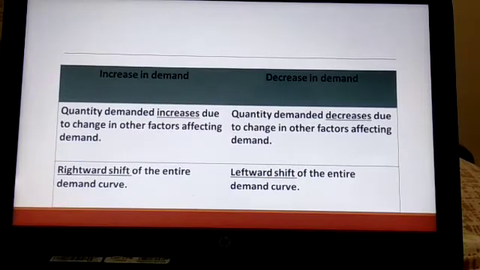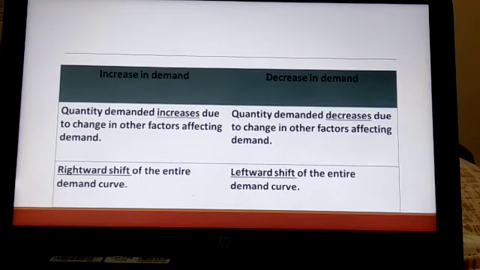Now increase in demand and decrease in demand both are the types of shift of demand curve. Now why does shift happen? Shift of the demand curve happens due to the reason of change in other factors.